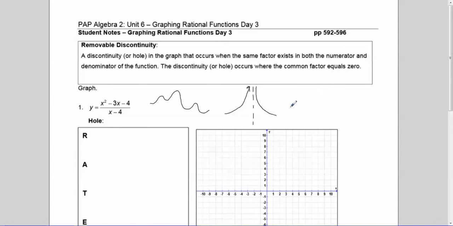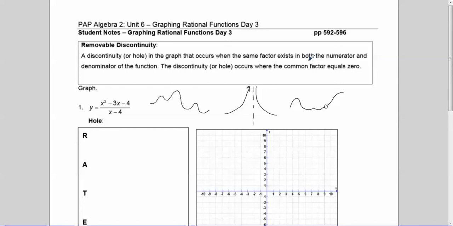A removable discontinuity is just a hole in your graph. So if we're drawing our function, we'll place a hole where that discontinuity exists and then continue drawing the function. Our discontinuities exist where the denominator is equal to 0 because they exist where the denominator is undefined. So the difference between these two is that a removable discontinuity exists when the same factor exists in both the numerator and the denominator of the function.